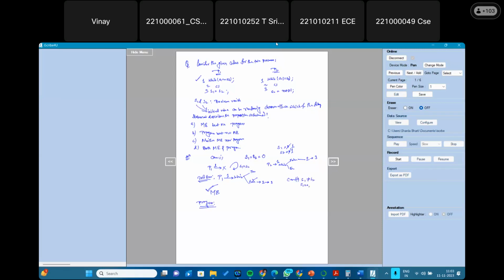Means if S1 equals to 0, S2 equals to 1, or if S1 equals to 1, S2 equals to 0. Any condition you can take. So first P1 will be executed, then P2 will be executed, then P1, P2. Here in this case, P2, P1, P2, P1. Right? So progress. Let us suppose the initial value of S1 equals to 0, S2 equals to 0.